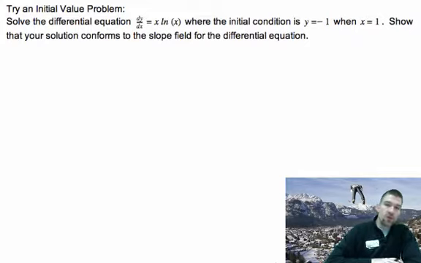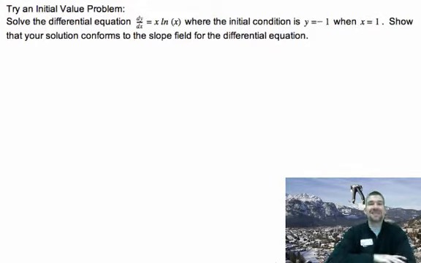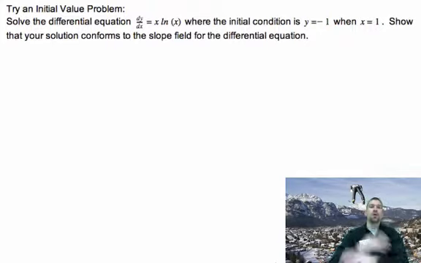Alrighty, let's look at an initial value problem where we've got the differential equation dy/dx equals x natural log x, where the initial condition is y equals -1 when x equals 1. Show your solution conforms to the slope field for this differential equation. Well, here's what you do. You graph the slope field using your calculator, and after you've graphed your slope field and worked this out, then you put into your equation as y2 or f2 the answer that you get, and it should line up perfectly with your slope field.